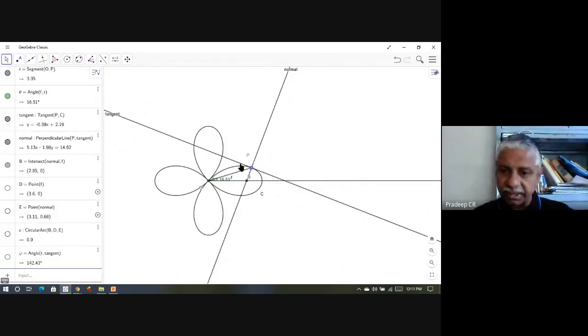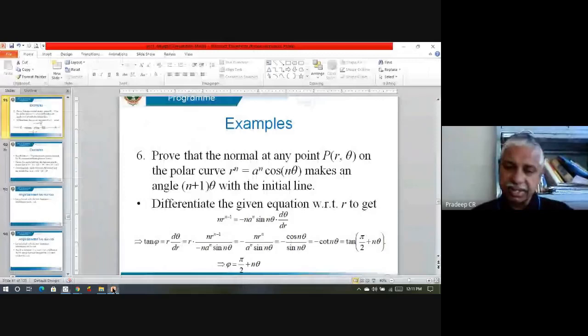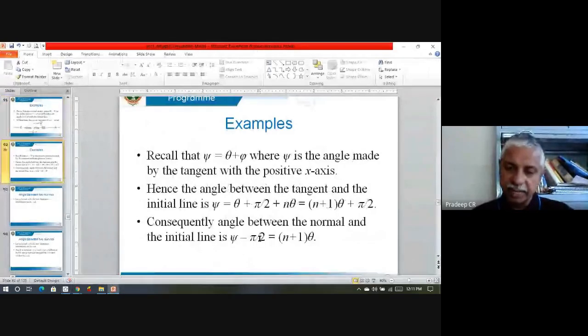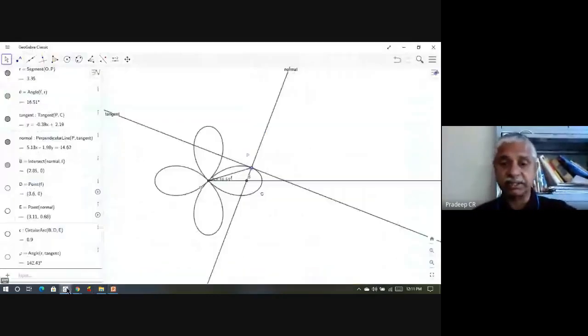This angle is the angle between the tangent and the initial line, which is phi. And this angle plus pi by 2 is this angle, because the exterior angle is the sum of the interior opposite angles. So this angle is pi by 2 plus this. So the required angle is this minus pi by 2. That is what I have shown here. This angle psi minus pi by 2 is the required angle. I hope it is clear. You can spend time looking at this GeoGebra illustration, trying to see the various aspects which I have told.